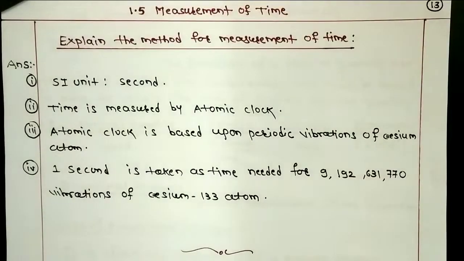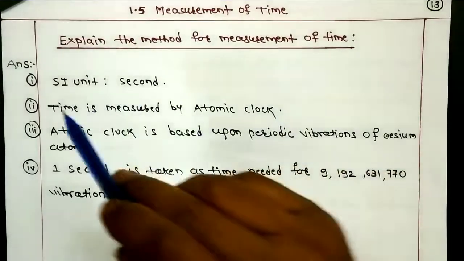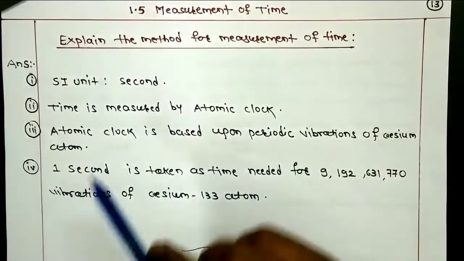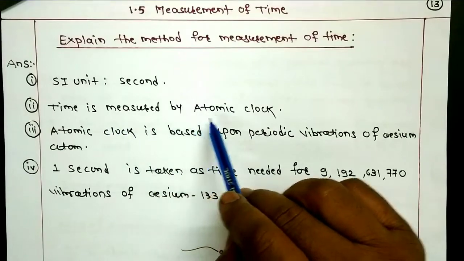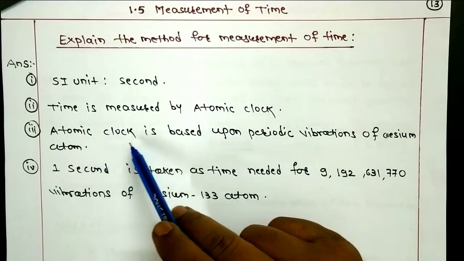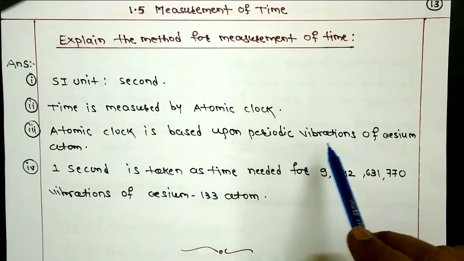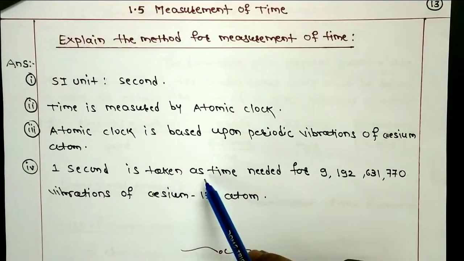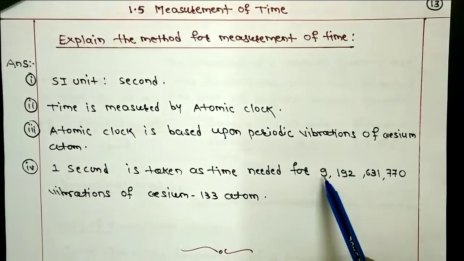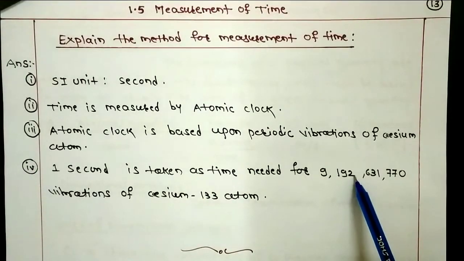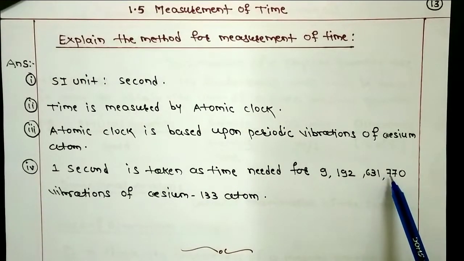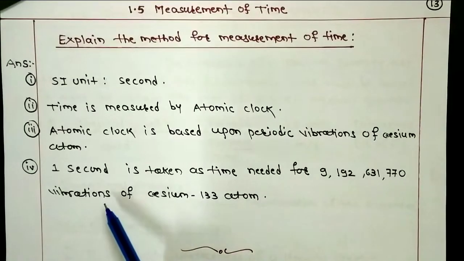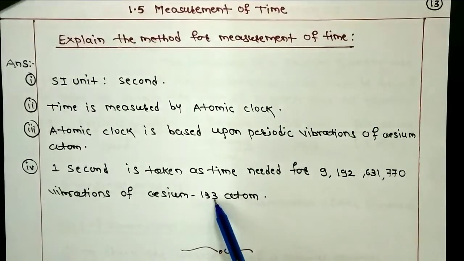Now we will see measurement of the next fundamental quantity, that is time. SI unit is second. Time is measured by an atomic clock. An atomic clock is based upon periodic vibrations of the cesium atom. 1 second is taken as the time needed for 9,192,631,770 vibrations of the cesium 133 atom.